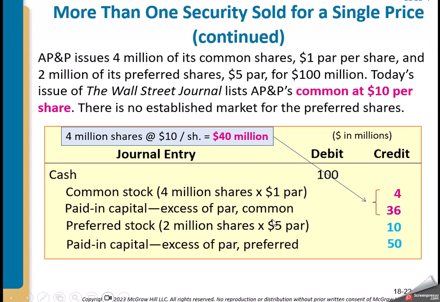So obviously we know the par value that we're definitely going to put in there. Then the rest we're going to allocate. So in this case, we're allocating the 40 million to the common stock, because that is the fair market value on the Wall Street Journal as of today. So that's a verifiable number. And then the rest is going to go to the preferred stock, which is split between the par and the paid-in capital.